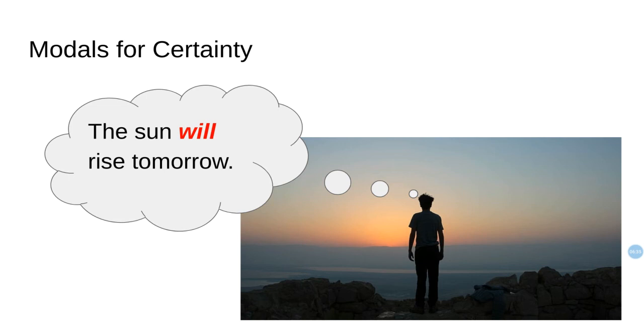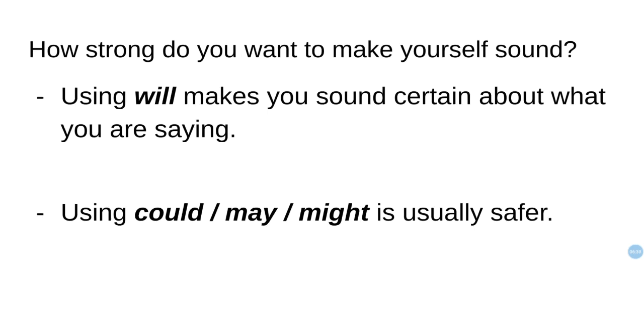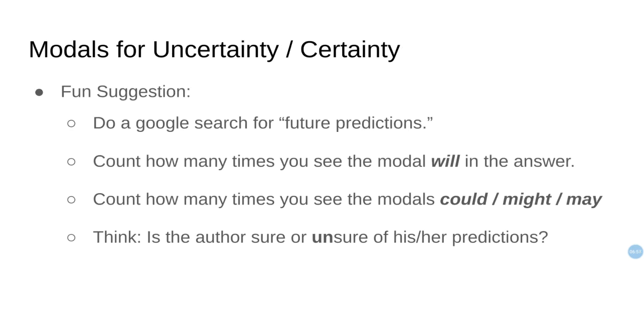How strong do you want to make yourself sound? Using will makes you sound certain about what you are saying. Using could, may, might is usually safer. Modals for uncertainty and certainty.